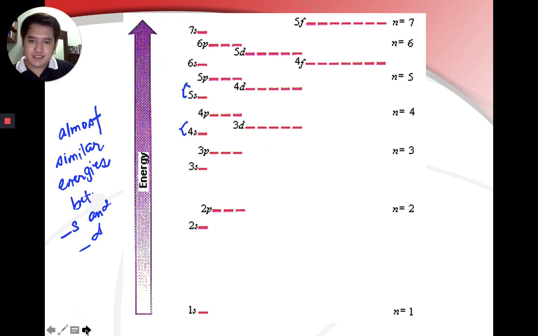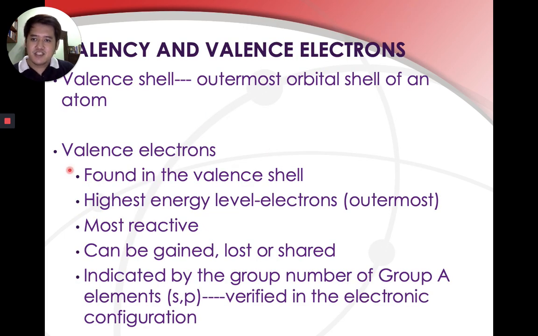All right. And then in terms of valency, we are very familiar with the concept of valency. When we say valence electrons, these are the electrons found in the outermost shell or at the highest energy level, and they are the ones that participate in chemical bonding. For group A elements, it is indicated by the group number.